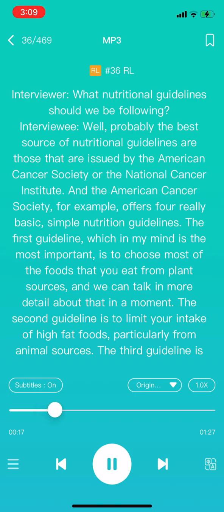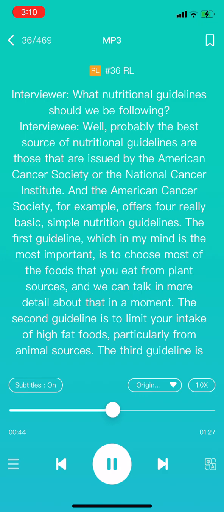The first guideline, which in my mind is the most important, is to choose most of the foods that you eat from plant sources. And we can talk more detail about that in a moment. The second guideline is to limit your intake of high-fat foods, particularly from animal sources. The third guideline is to be physically active and achieve a normal, healthy body weight. And the final guideline is to limit consumption of alcoholic beverages if you choose to drink at all.